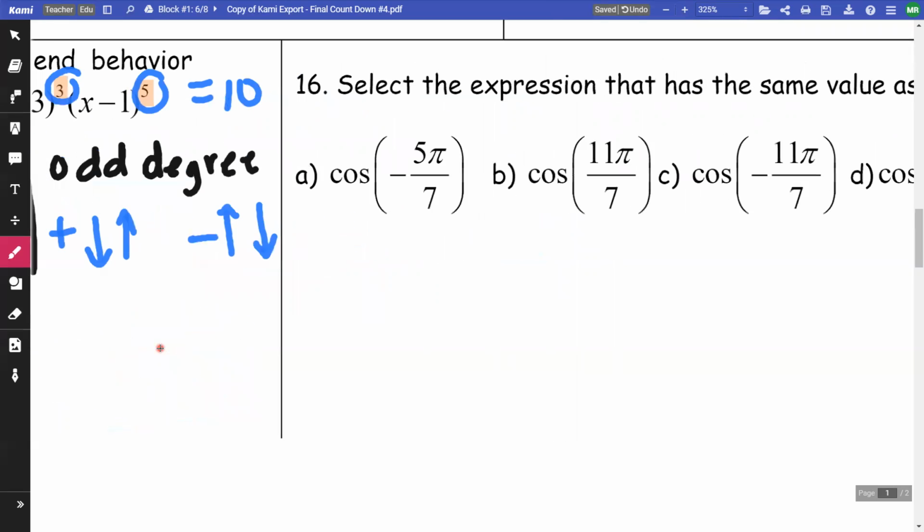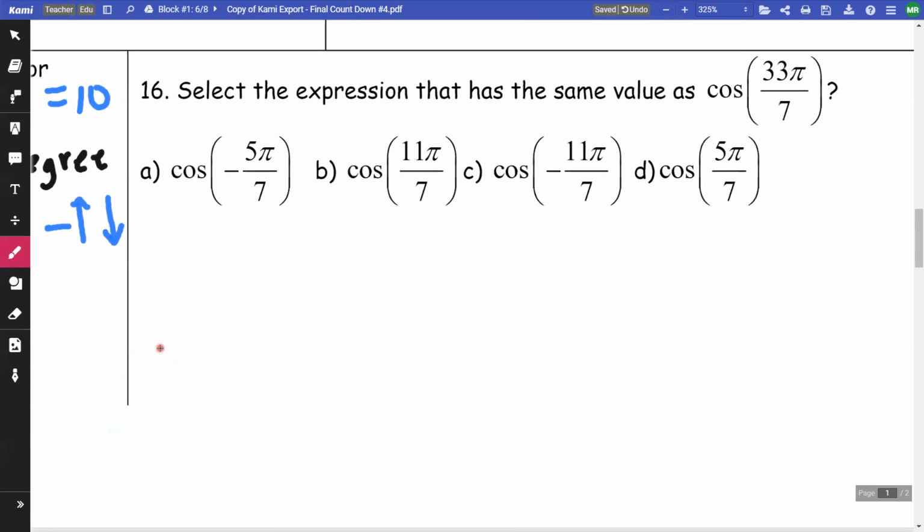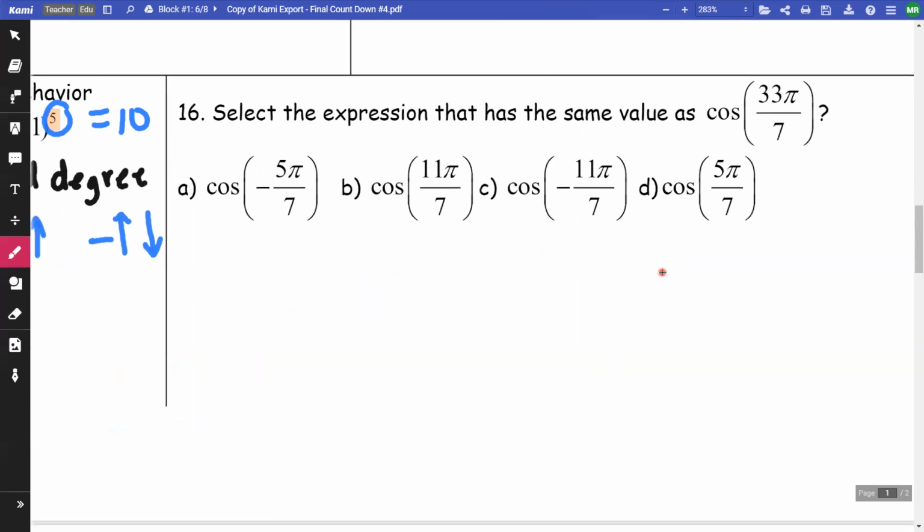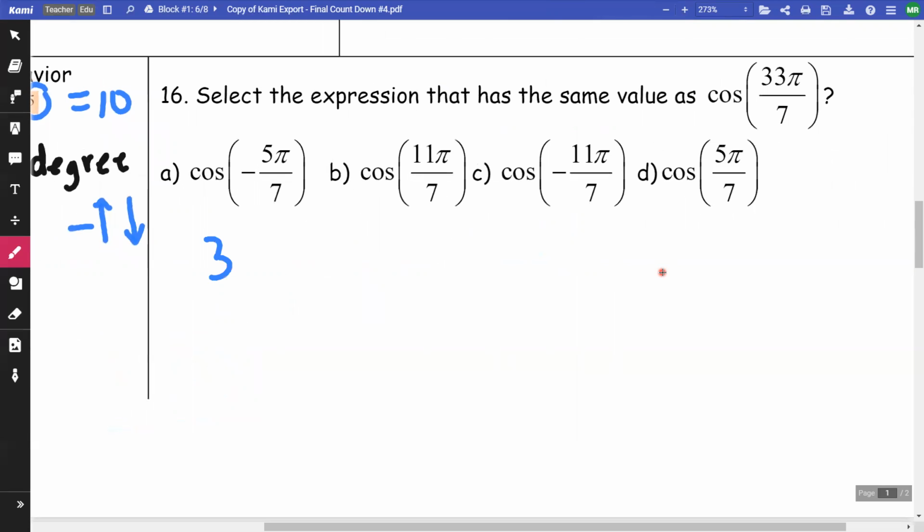On 16, we want to figure out which of these this is. What's going to happen is we want to know which one has the same value. Since all of them are cosines, we really just want to pay attention to 33 pi 7ths.